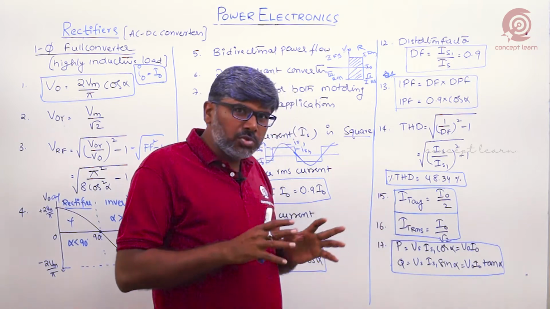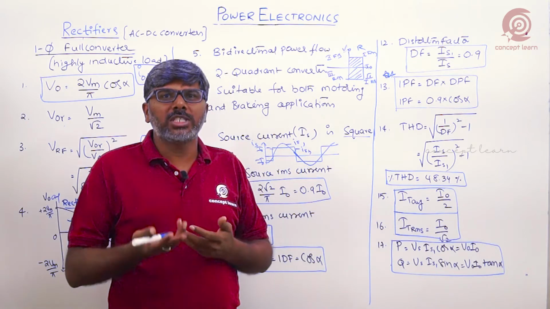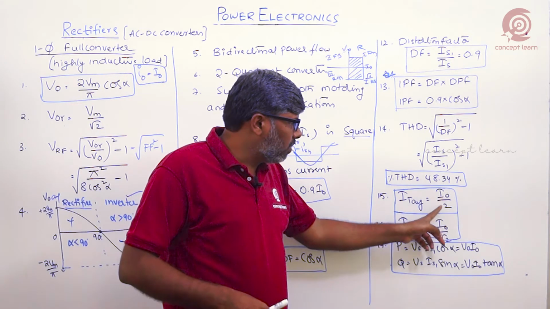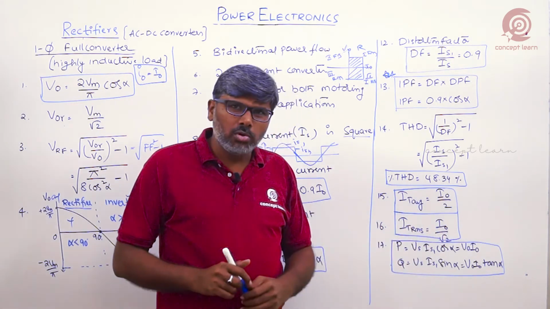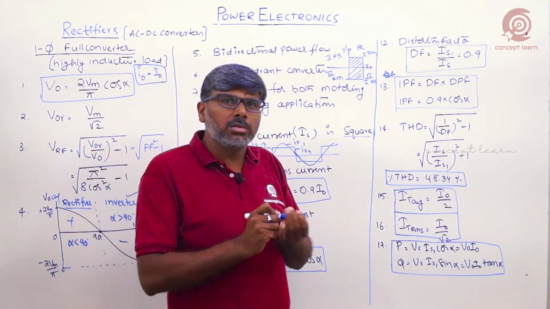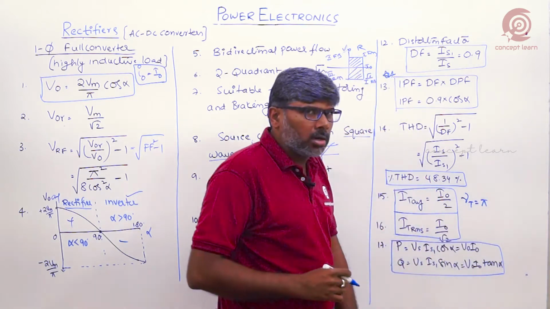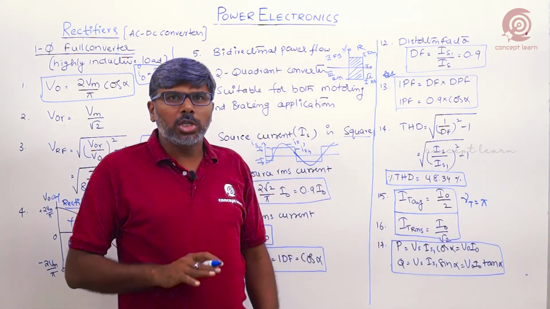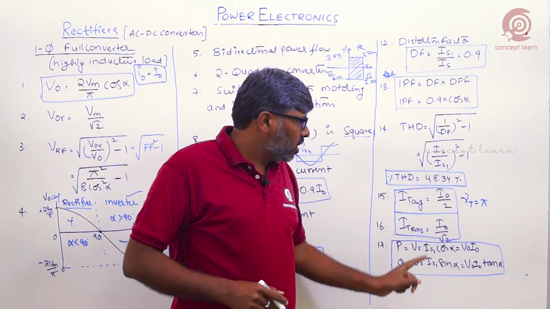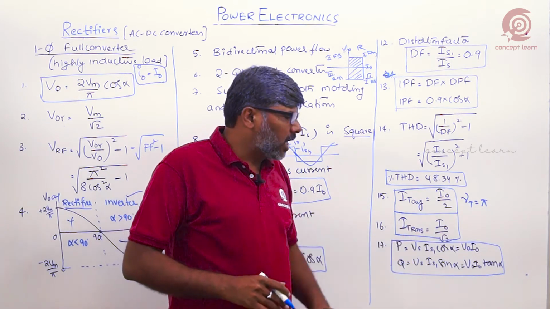Fine. Now coming to the switching currents, that is, the average current and RMS current of the switch. Switch means here what? SCR, right? So IT average is I naught by 2, IT RMS is I naught by root 2. How do you get I naught by 2 and I naught by root 2? We are in continuous conduction mode because the load is highly inductive. So the conducting period of each switch is pi radians. So IT average is I naught by 2, and IT RMS is I naught by root 2.